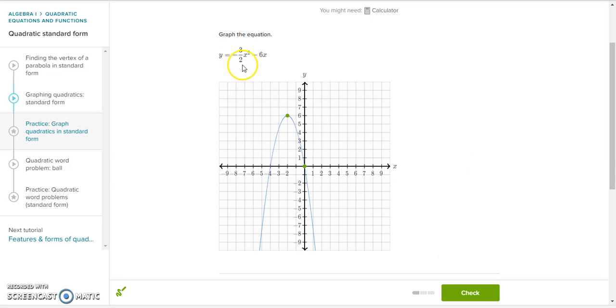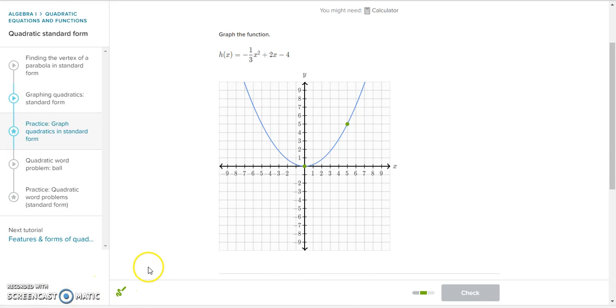And another thing to check while you're graphing these is if a is negative, remember, the graph turns upside down. It has a frown. All right, let's check it. All right, we got it right. Let's look at another question.